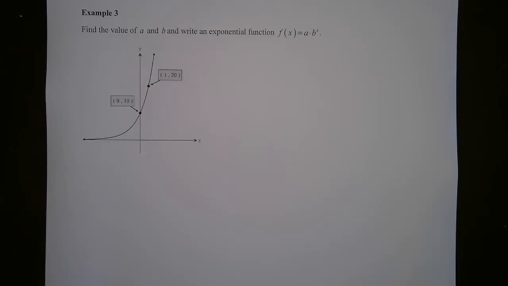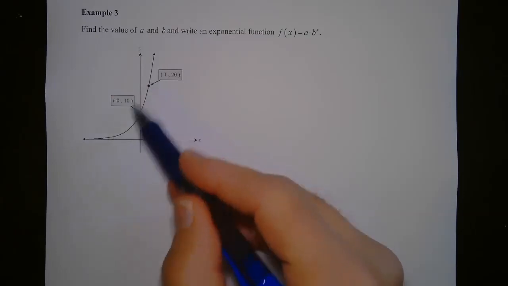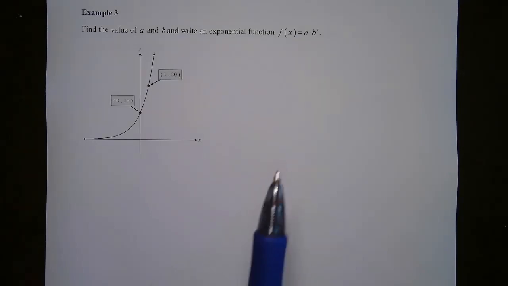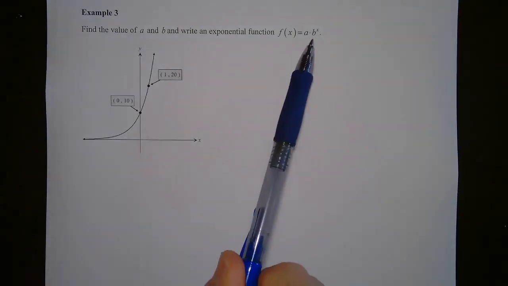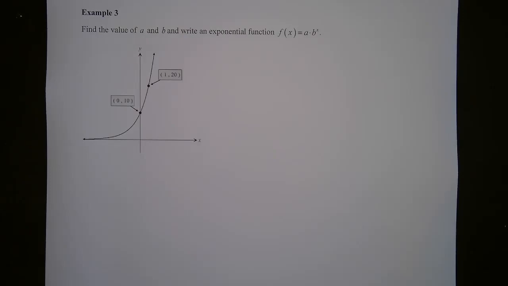Okay, so for example 3, what I've done is I've given you basically the same information, but just in graph form. Now, by looking at this, this is exponential growth because it's increasing. What I want you to understand is that our b right here, because it's exponential growth, has to be a number bigger than 1. To be exponential decay, our b has to be between 0 and 1. That's all from the first page. But we know our b is going to come out bigger than 1 in this case.